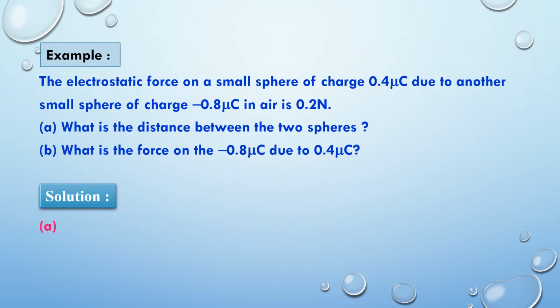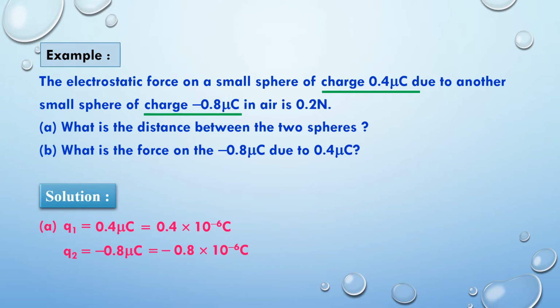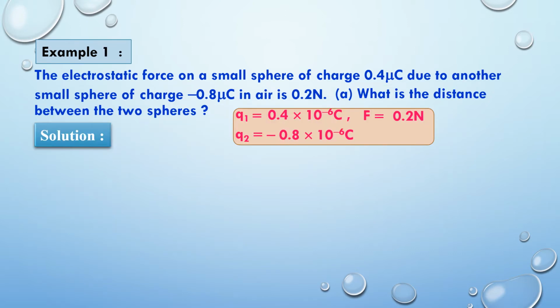First I'm considering the part A problem, where the value of Q1 is 0.4 microcoulomb, which can be written as 0.4 × 10 to the power of minus 6 coulomb, and Q2 is given as minus 0.8 microcoulomb, which you can write as minus 0.8 × 10 to the power of minus 6 coulomb. It is said the force between the two charges is 0.2 Newton. To solve this, you have to find out what is the distance between the two spheres.